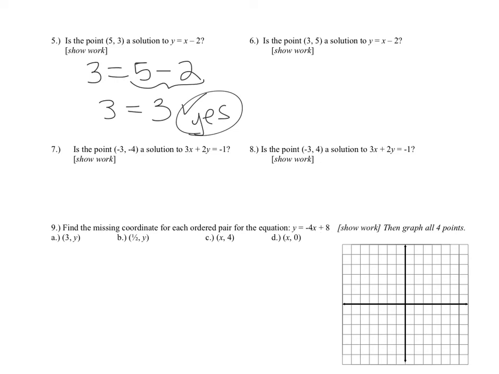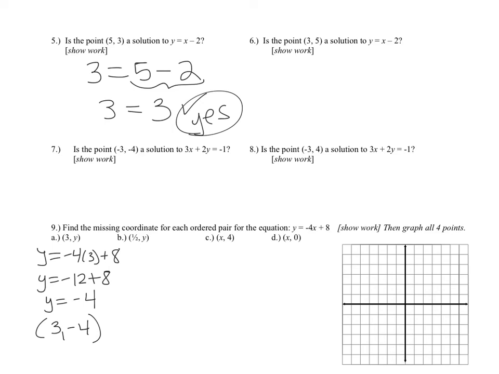You're going to start by writing, okay, I don't know y, so I'm going to say y equals negative 4 times 3 plus 8. And then you're going to do the math. Negative 4 times 3 is negative 12. So you get y equals negative 12 plus 8, and then negative 12 plus 8 is negative 4. So the value of y is negative 4. Now that ordered pair would be (3, negative 4). All right? Now I'm going to skip B for a second, and let's jump to C.